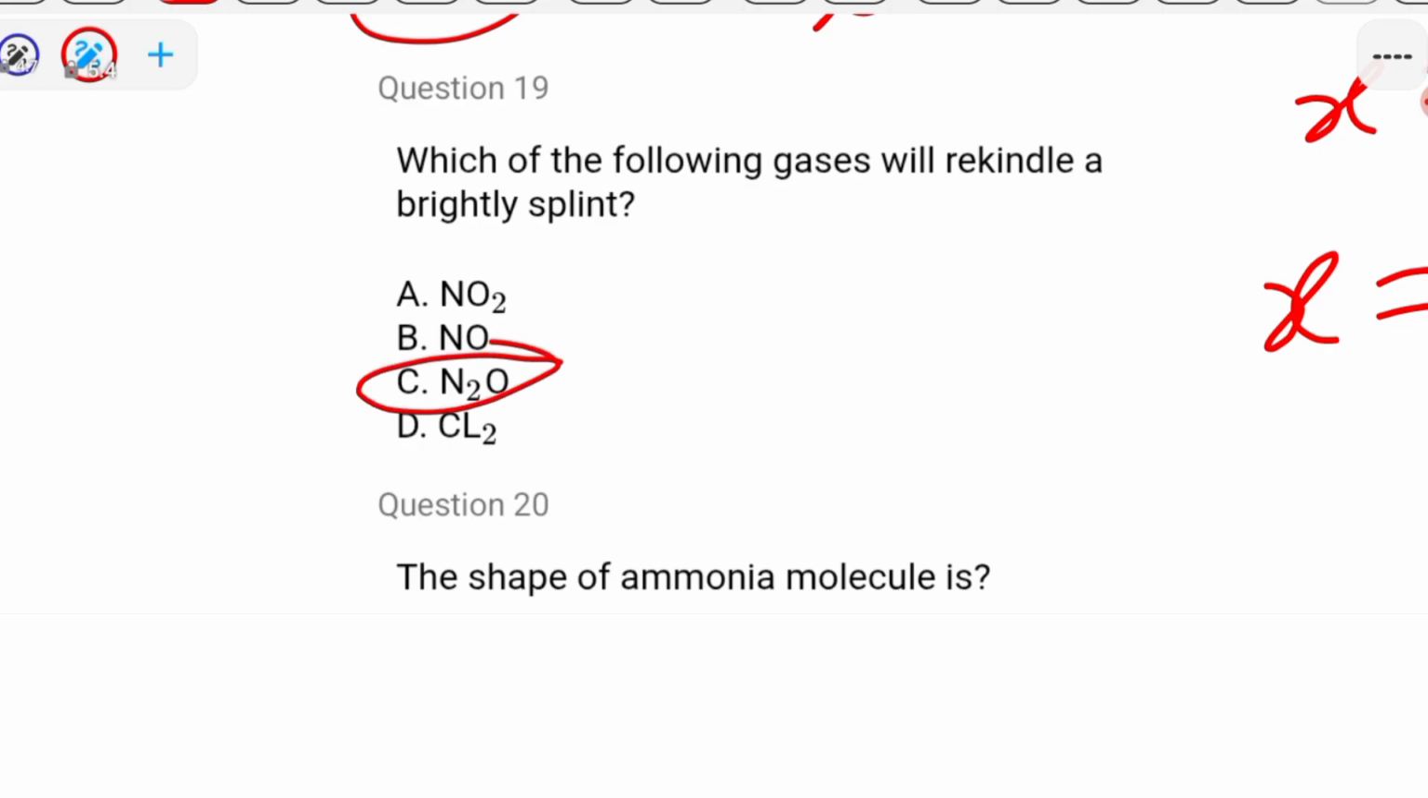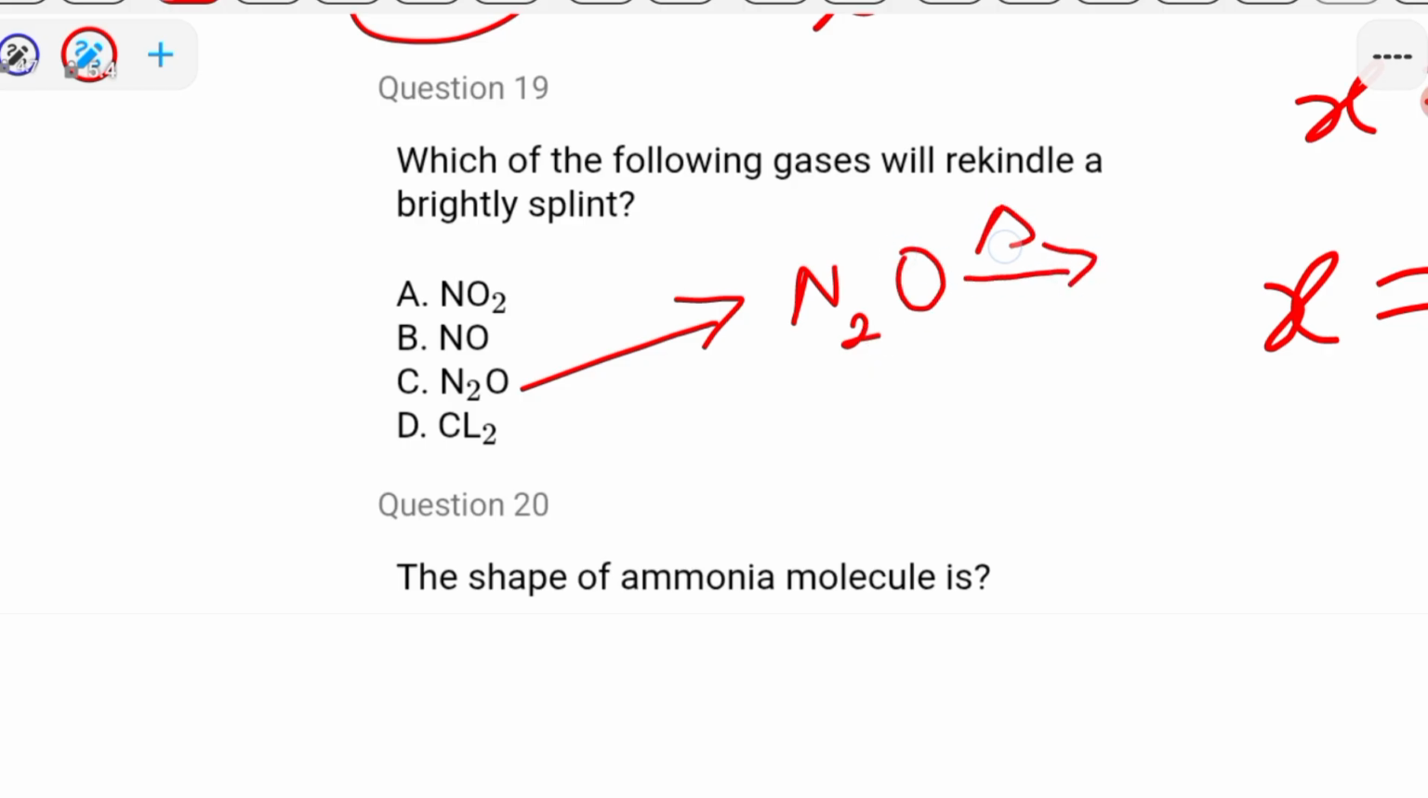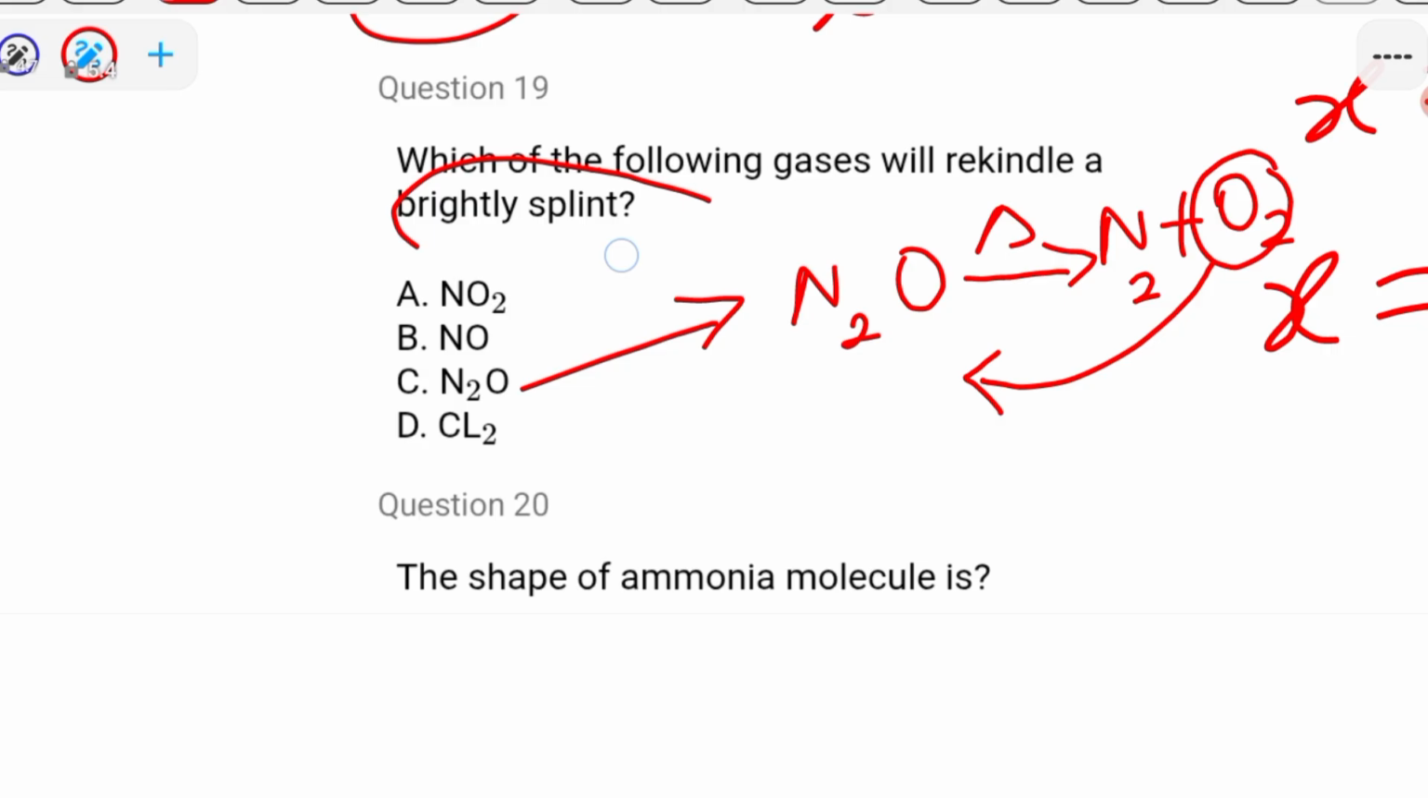Next one is N2O. N2O can break down under a small amount of heat to give N2 plus O2. So this oxygen that is released will now support combustion. That means it will rekindle the glowing splint because of the oxygen that is released. Next one is chlorine. Chlorine does not support combustion in any way. So the answer to that question is option D, which is N2O. So take note: N2O, or laughing gas, or dinitrogen oxide, supports combustion just like oxygen.